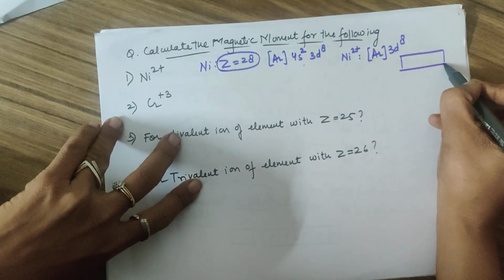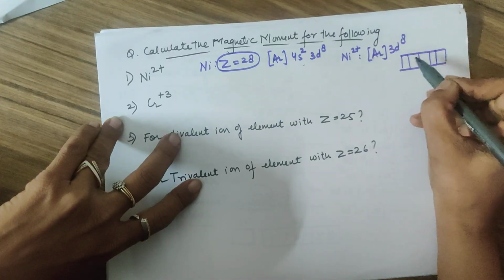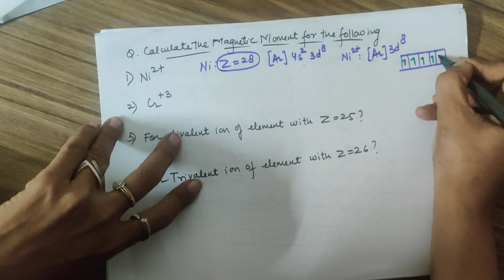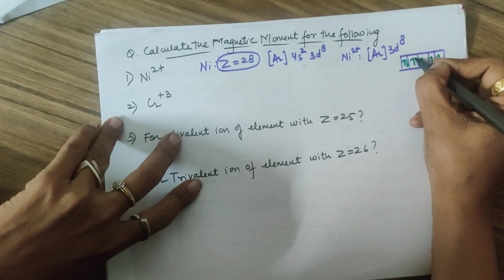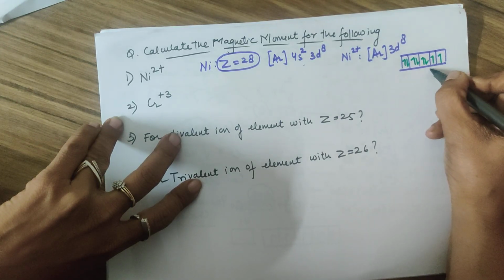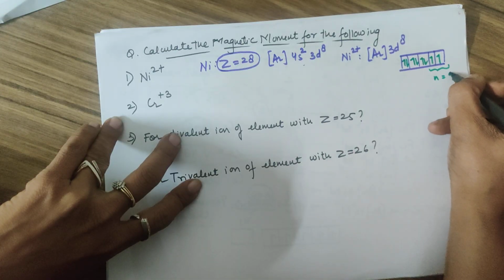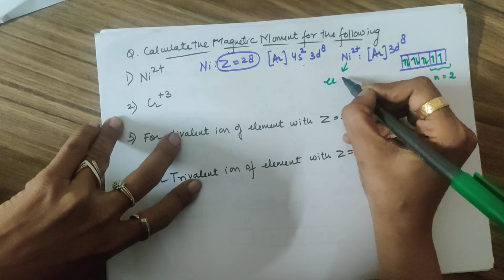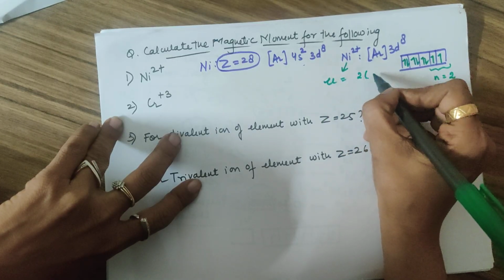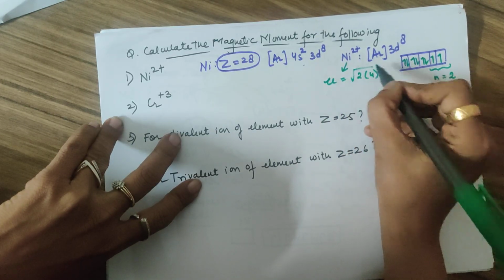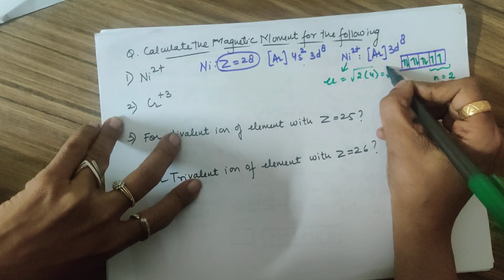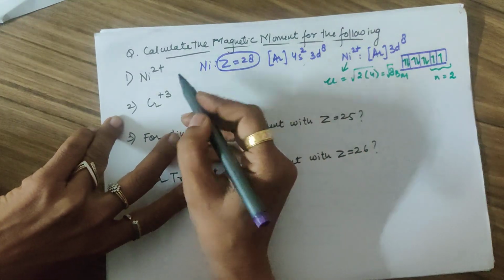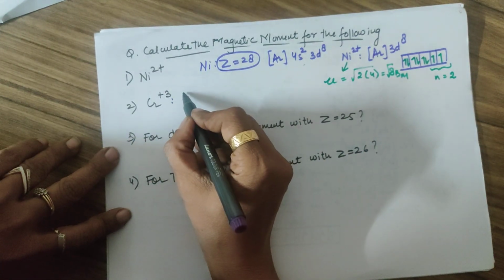You can do it with mental maths also. But if you want to do it your way, then it has to be 1, 2, 3, 4, 5, 6, 7 and 8. How many unpaired electrons are left? n comes out to be 2. So the magnetic moment for nickel 2 positive is going to be under root of 2 into 4, and the answer is under root of 8 Bohr magneton. Am I clear?